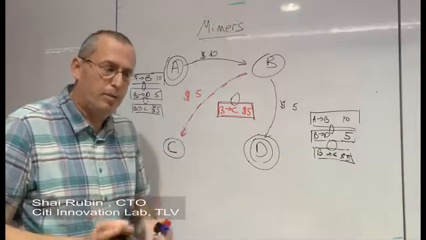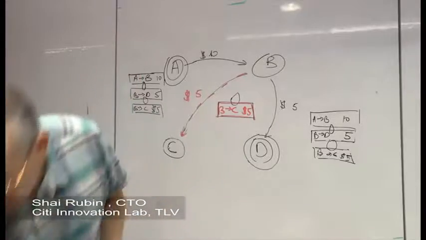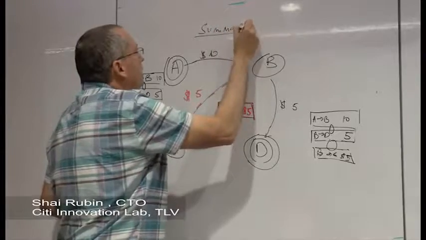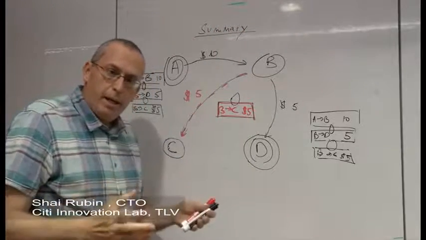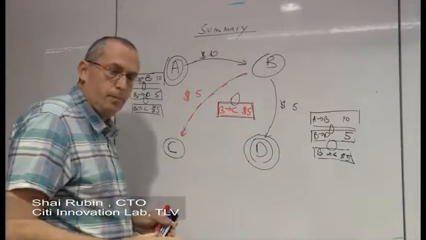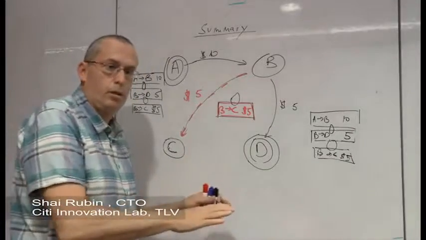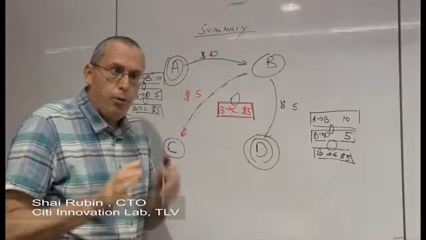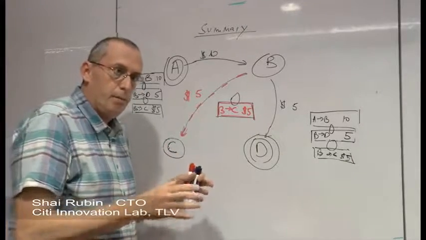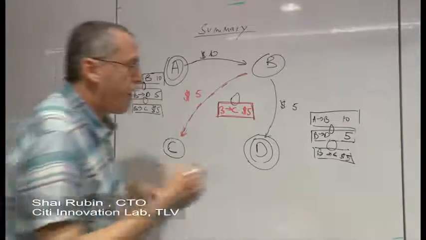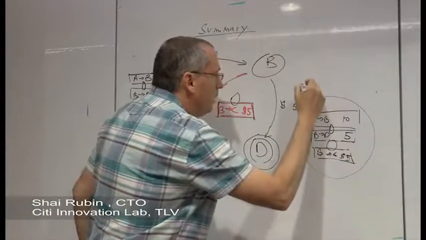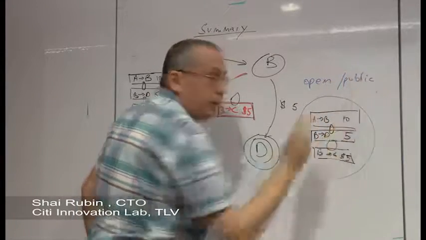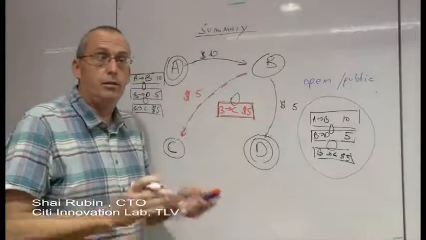Let's try to summarize what we did, or what we learned. We tried to explain how blockchain works. We learned that blockchain is not Bitcoin. These are two different things. We learned that blockchain is based on basic principles: the fact that the ledger is open and public, such that everyone can see and validate transactions.